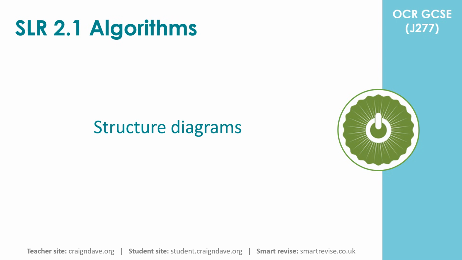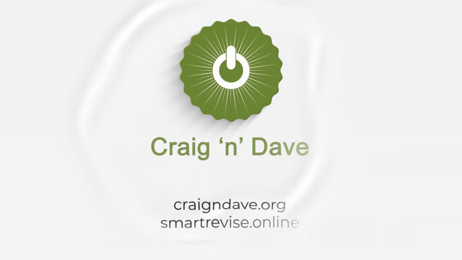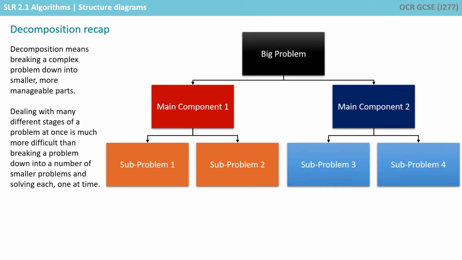In this video, we take a look at a common diagram created during the process of problem decomposition, a structure diagram. As covered in a previous video in this series, decomposition simply means breaking a problem down into smaller, more manageable parts. This is because dealing with many different stages of a problem at once is much more difficult than breaking a problem down into a number of smaller parts and solving each of those one at a time.